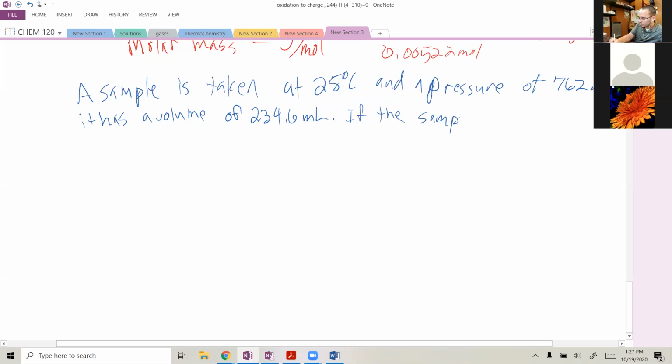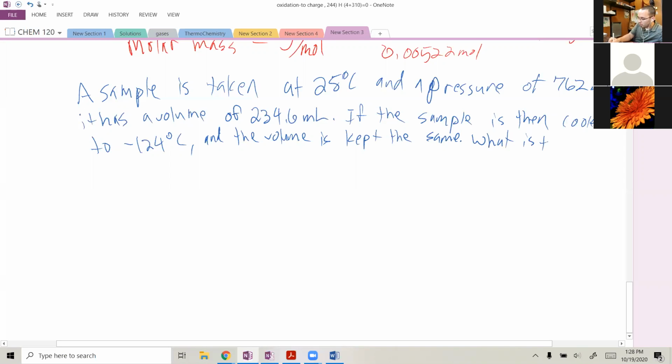The sample is then cooled to negative 124 degrees Celsius, and the volume is kept the same. What is the pressure of the chilled sample?